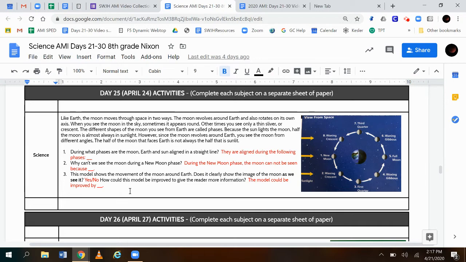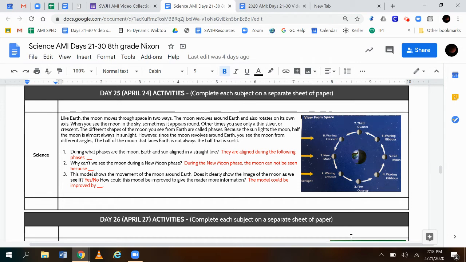Does it clearly show the image of the moon as we see it? So as we look up here from the model, do we see the phases? Do you see a crescent? Do you see a full moon or crescent moon? So that's what it's asking you. So you answer yes or no. And then the next part is, how could this model be improved to give the reader more information? So what could we do to get more information from this diagram?